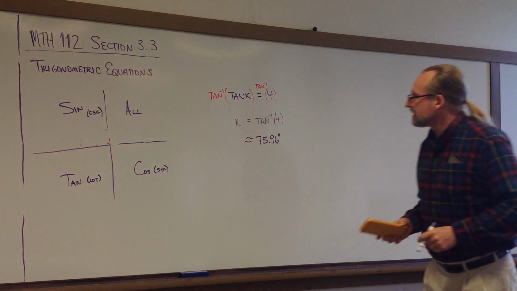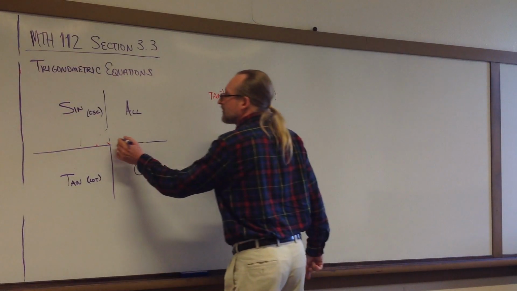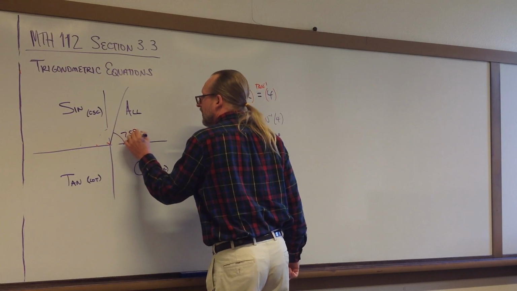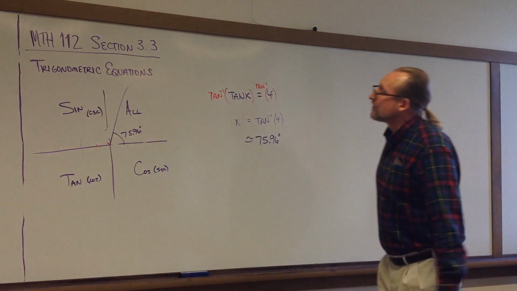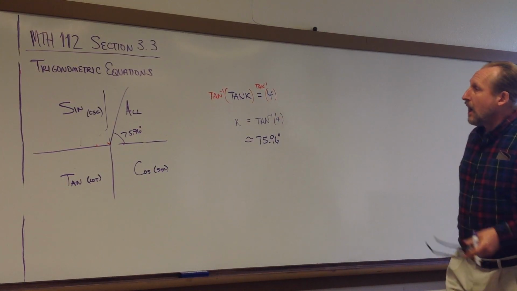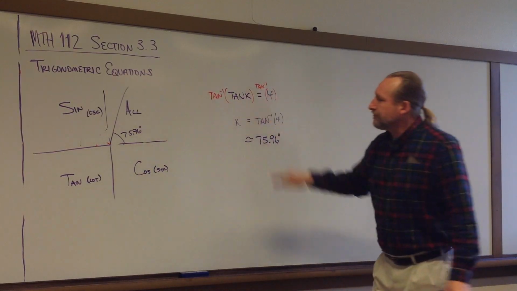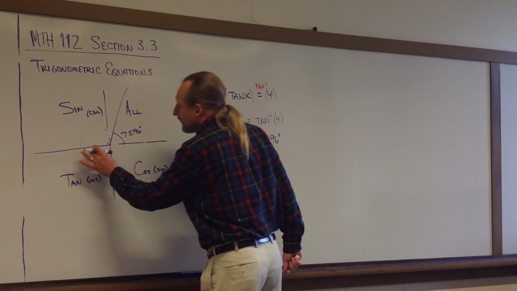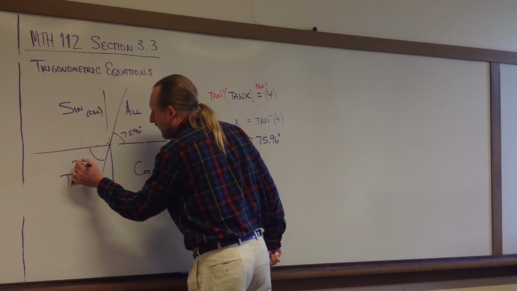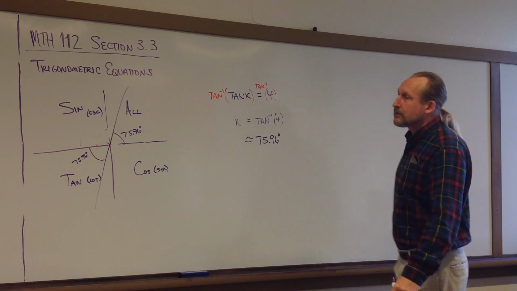75.96 degrees. Very close to 76 degrees. The tangent is positive here, so it makes sense that in the first quadrant, this angle of 75.96 degrees is going to have a tangent of 4. But this tangent is a positive 4, and down here in the third quadrant, we're going to have another angle that has a reference angle of 75.96 degrees.